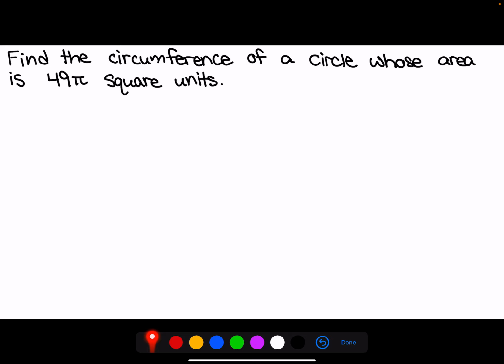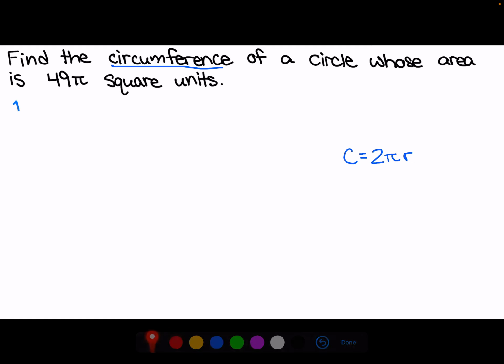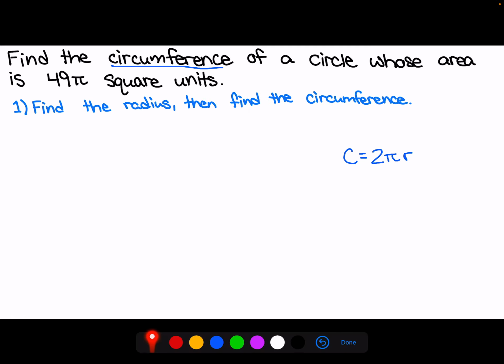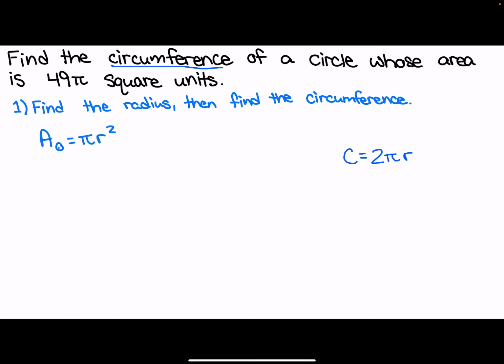They tell us to find the circumference of a circle whose area is 49 pi square units. So first off, if I want to find the circumference of a circle, circumference is just equal to 2 times pi times the radius. Because 2 and pi are just numbers, what I need here is the radius. And I can find the radius with area. So I'm going to use my area formula in order to find my radius. I'm going to have the area of my circle, 49 pi, is equal to pi r squared.